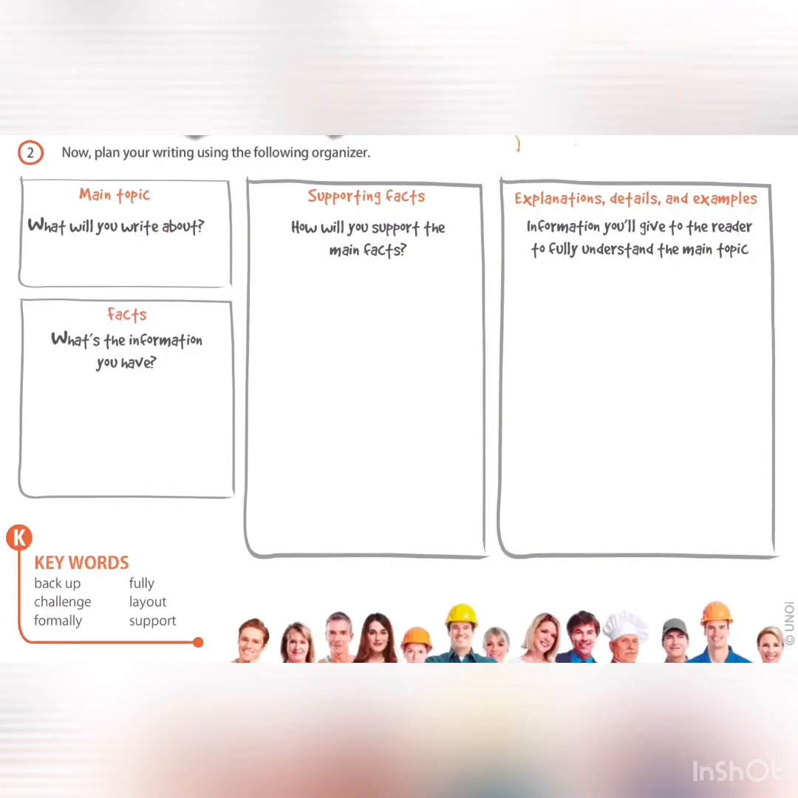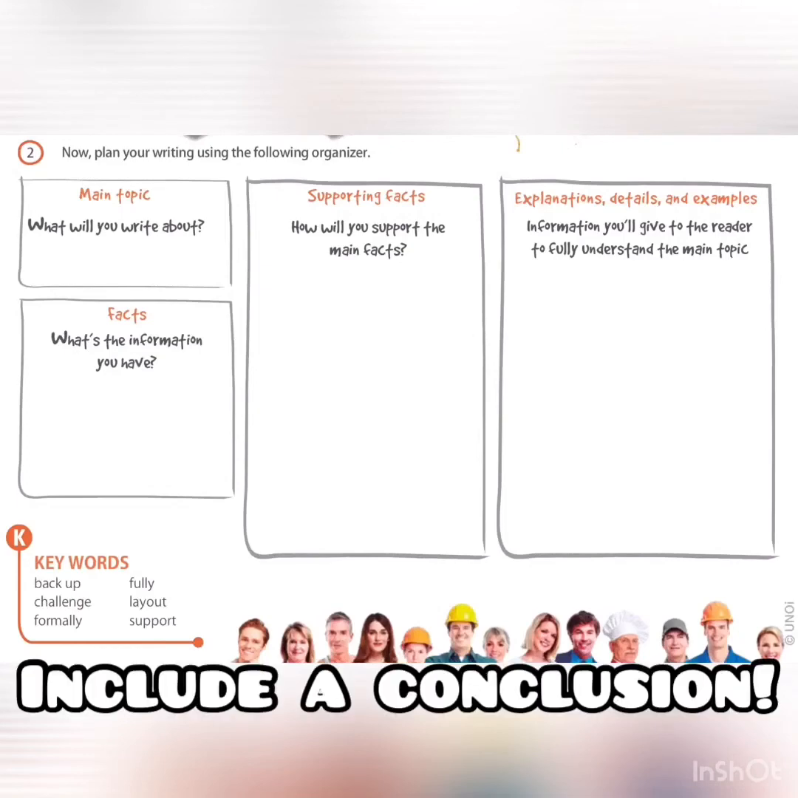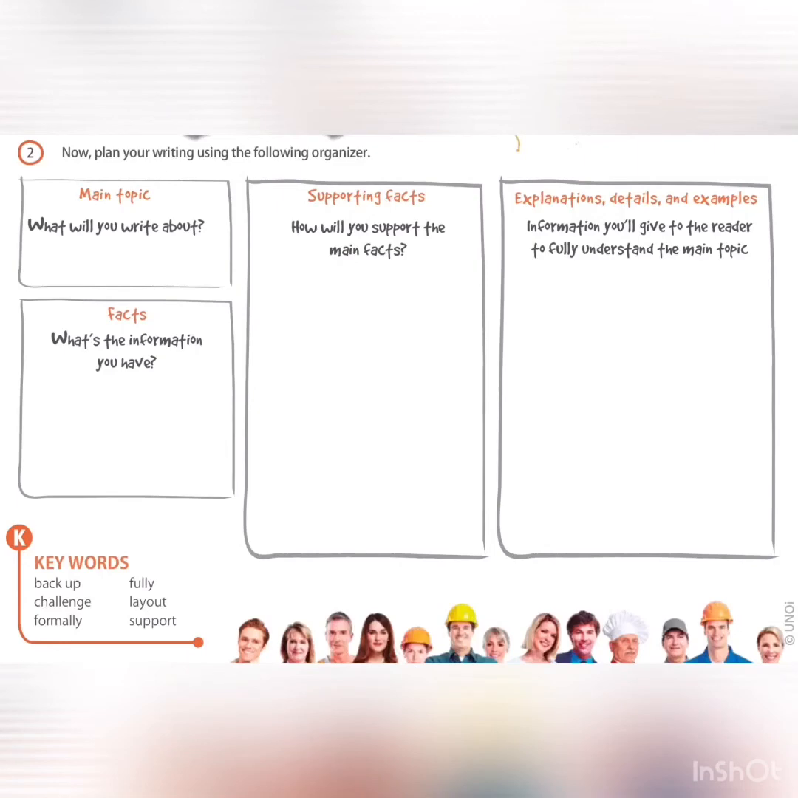Write a topic sentence stating what the topic is. Then you have to write the supporting facts. How will you support the main facts? Give me reasons why the facts that you wrote are true. After that, you have to write explanations, details, give examples, all the information that you can give to the reader so he can understand the main topic. And guys, it's not in this plan, but I also want you to write a conclusion. Write something that wraps up all the ideas, that restates the main idea.